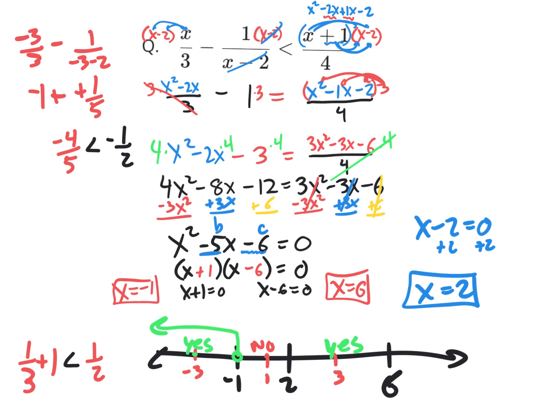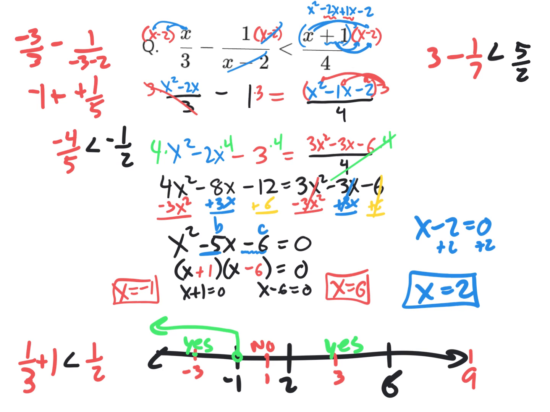Anybody? 8? 9? Okay, 9 sounds good. So I want to test 9. 9 divided by 3 is 3. So I have 3 minus, let me actually write that out so I don't forget. 3 minus, then I have 1 over 9 minus 2. That's 1 over 7. So 3 minus 1 over 7, that should be less than, plugging in a 9 right here, 10 over 4. 10 over 4 reduces down to 5 over 2.